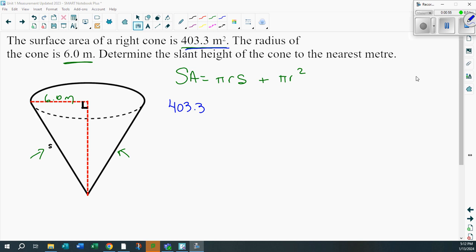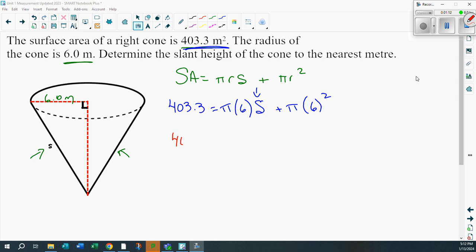403.3 is your surface area. Okay? Pi is pi. Radius is 6. Slant height, I don't know. That's the guy I'm trying to find. Okay? Plus pi. Radius, of course, is 6, but this is squared. You can even do a few extra things here.